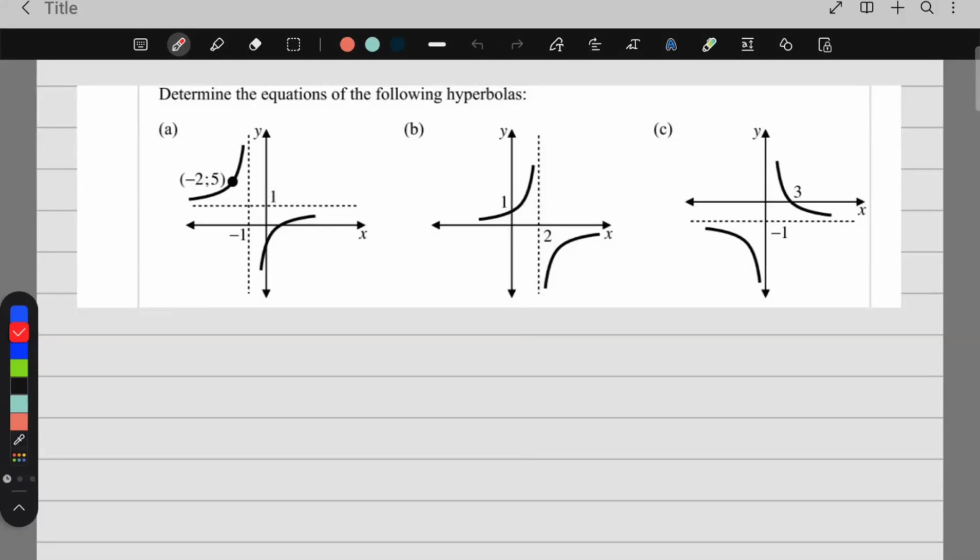Hi, grade 11s. Today we are finding the equation of a hyperbola when they give you the graph. So I'm going to start with number A. Here they give me the graph and I have to find the equation of this function.